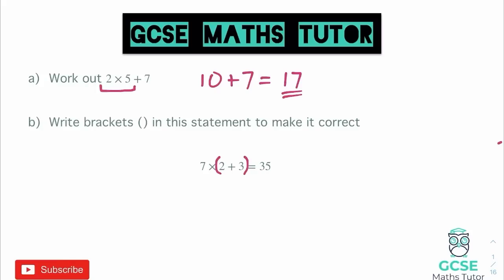Of course, no matter which one you're given, you do need to check this and make sure that it is correct. So we do brackets first. 2 plus 3 is equal to 5. So actually we're going to be doing 7 times 5, and 7 times 5 is 35. So we're happy with that. We know it's correct, and we've checked our answer. So that's how we go about doing order of operations.